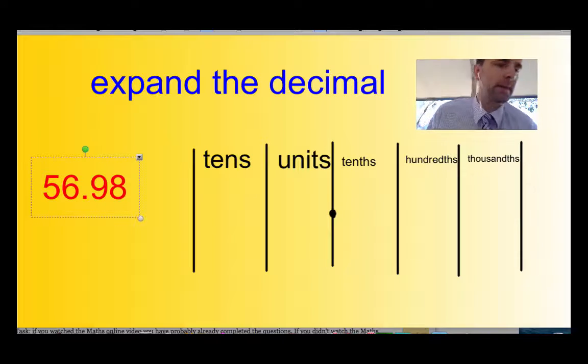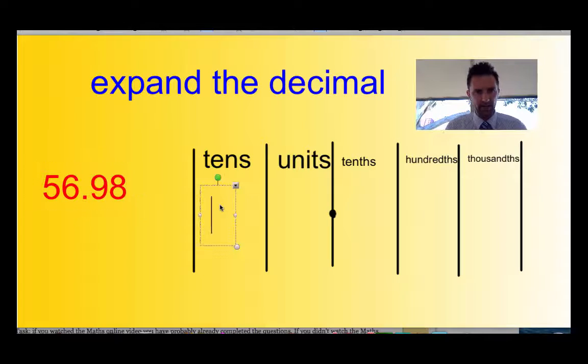Well, let's try this one together. 56.98. Okay, guys, how many tens are there? How many tens are in 56? You tell me. Pause it and work it out. Okay, 5 should go in the tens column. What about how many units are there? Right, 56.98. How many units are there? There's 6 units, isn't there? So the 6 should go in the units column.